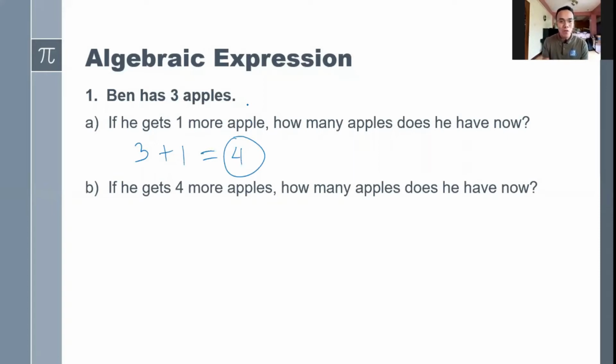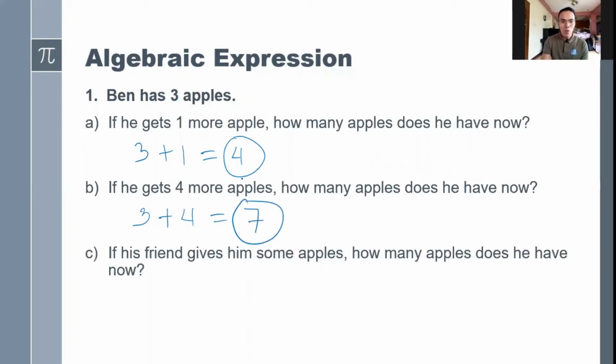Let's have letter B. If he gets 4 more apples, how many apples does he have now? So similar to what we did in letter A. At the beginning, Ben had 3 apples and he gets 4 more apples this time. So he has now how many apples? 7 apples. It's just like that. Now, what if we have letter C?